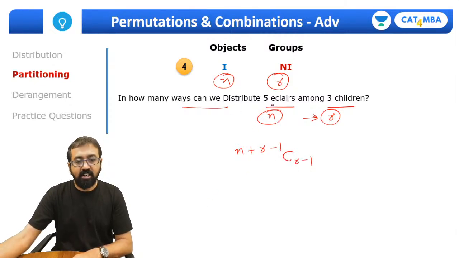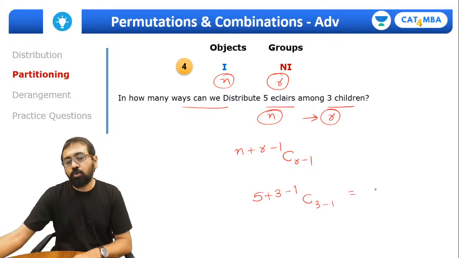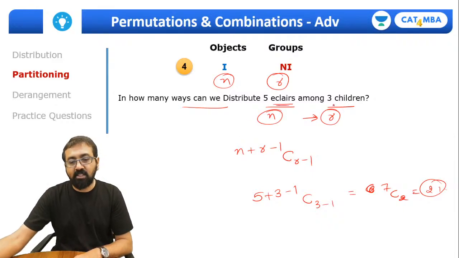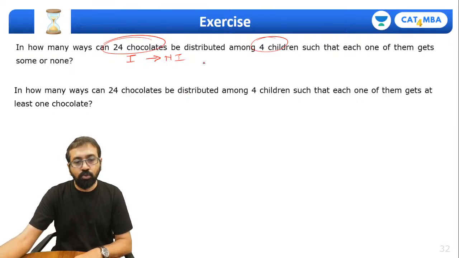So here there are 5 eclairs, so n is 5, and 3 children. So 5 + 3 - 1 C 3 - 1. So this will come out to be what? 7C2 ways. That is 21 ways, correct? So you can distribute these 5 eclairs among 3 children in 21 ways. So the same concept can be used over here.